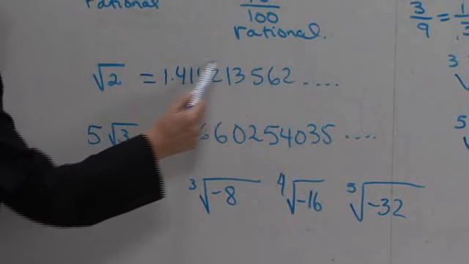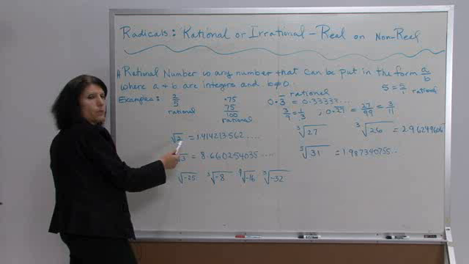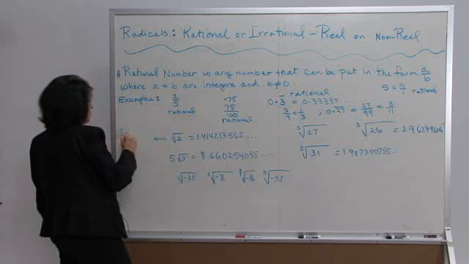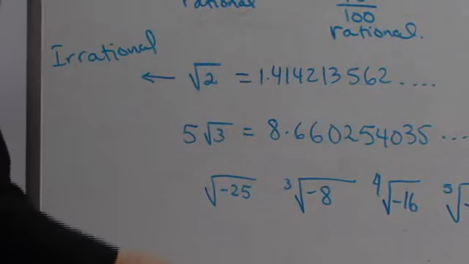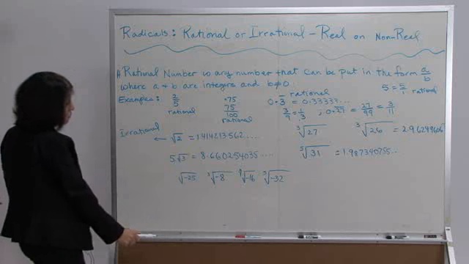And so there's no way we know what the next digit is going to be, so we can't put it in fraction form. So something like this is called irrational, because we don't know what the next digits are going to be, and it goes on to infinity, so you can never write it as a fraction.